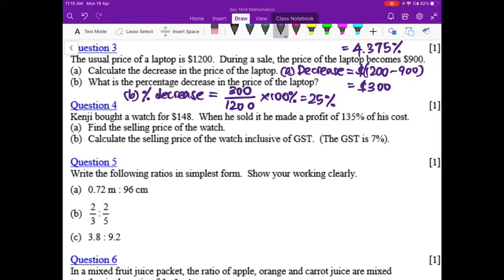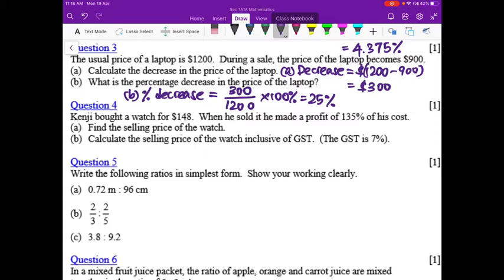Now listen to the next sentence very carefully. Did they say that the profit is 35%? No, right? They didn't say that the profit is 35%, which is more normal. Normally you expect maybe the profit is 35%. But this time, what's the profit? 135%. So he made a lot of money. He made $387.80. So find the selling price of the watch.